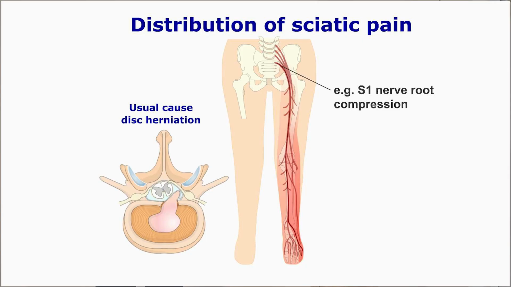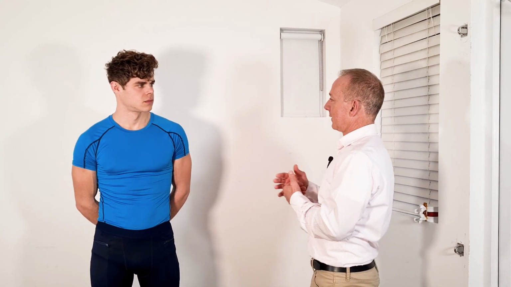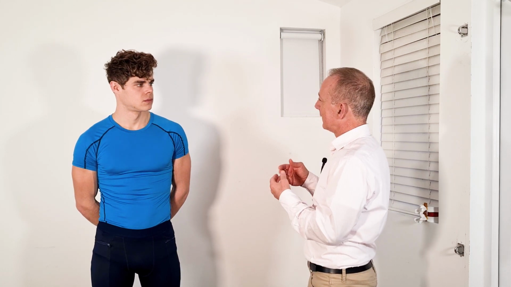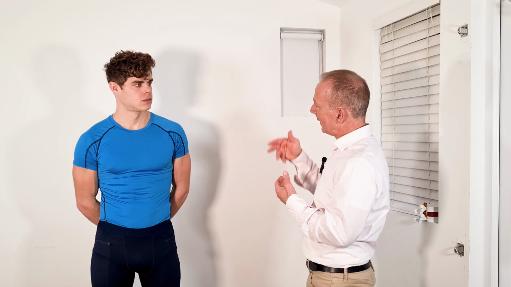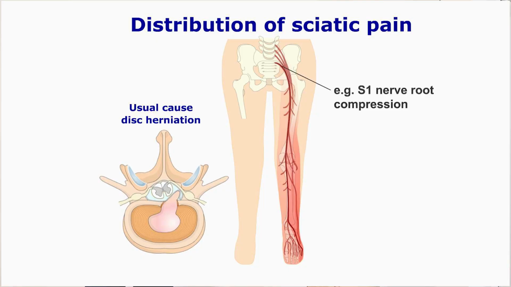As the name suggests, sciatica means that there is pain or a problem affecting the sciatic nerve. But in most cases, it's not actually the sciatic nerve itself that's the problem, but the nerves that contribute to make the sciatic nerve, which come from our lumbar spine. And in most cases, it's produced by one of these classic disc prolapses.